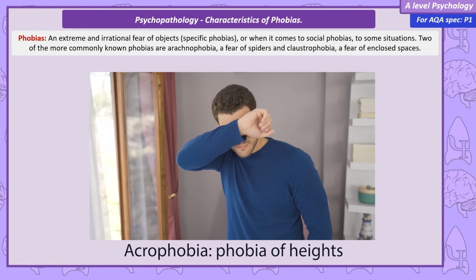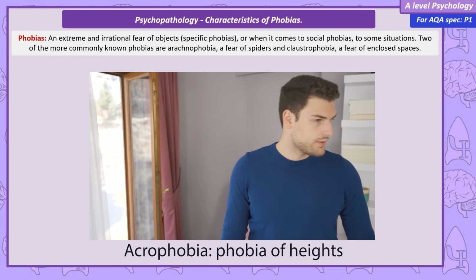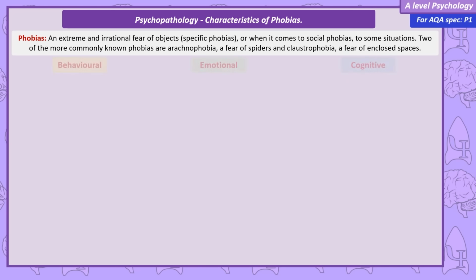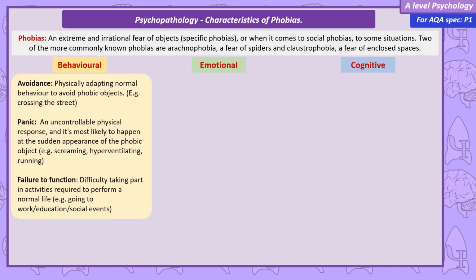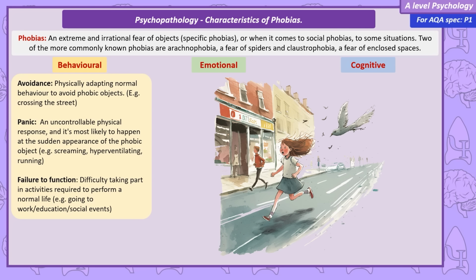But when we define phobias, we need to go beyond saying phobias are just about the emotion of fear. If we think about the behavioural actions of someone with phobia, what do they do or do not do? One common behaviour is avoidance. So for example, we can imagine someone's phobia of birds, which is called ornithophobia. Now let's say they see a pigeon land in the street in front of them. They may cross the street in order to avoid that pigeon. So this is what we would say is avoidance behaviour. They are physically adapting their normal behaviour to avoid a phobic object.